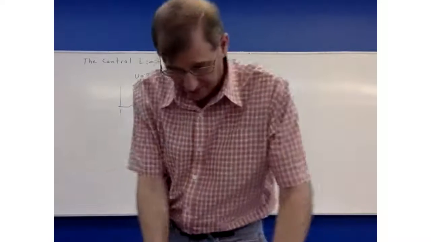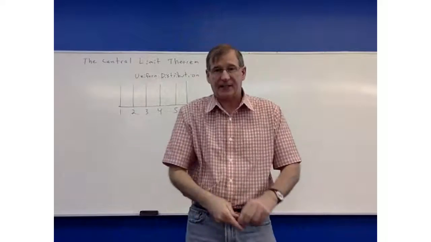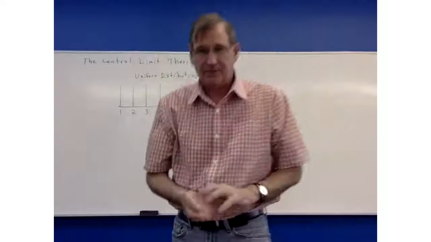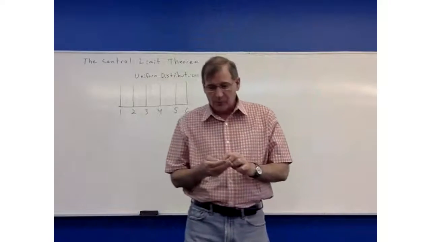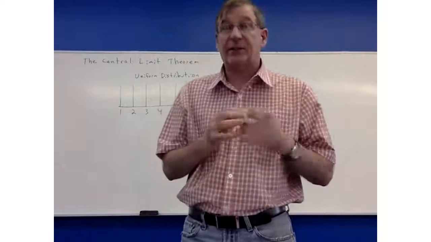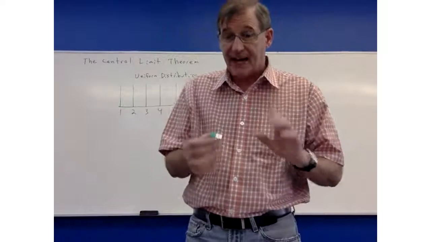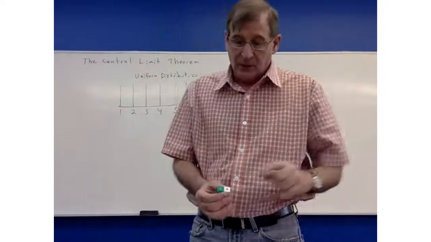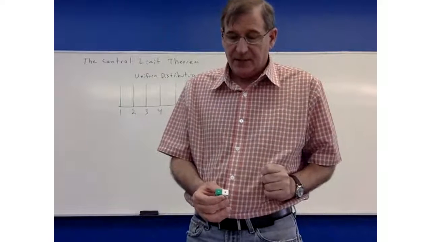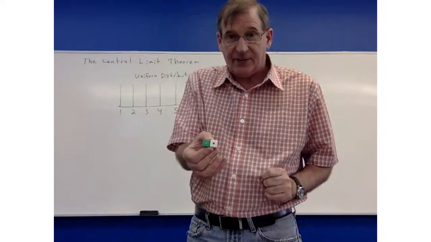Now, let me show you what happens. I'm going to take 2 dice. Got a green one and a white one. Roll them up. How many ways are there to get this such that the average of the dice equals 1? 1 plus 1 divided by 2. That's 2 divided by 2. That's an average of 1.